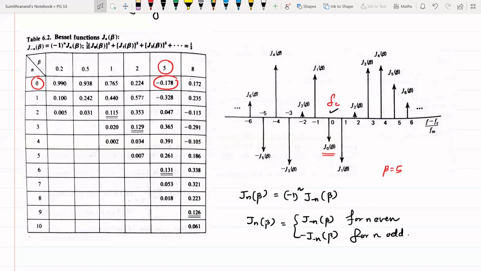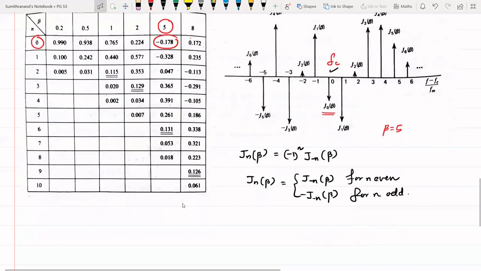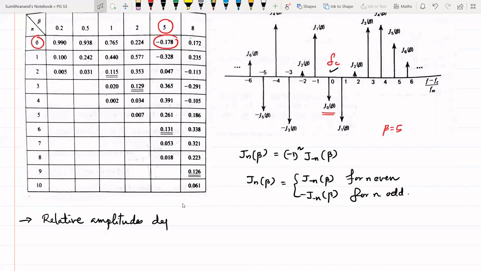Now, you need not worry about the values of the relative amplitudes, because the relative amplitude of spectral components depends on the value J and beta. So it's an important point you have to remember. The relative amplitudes of spectral components depend on the value J and beta.